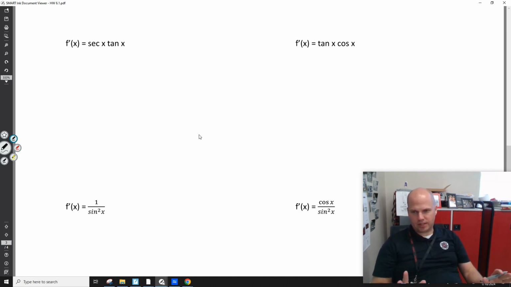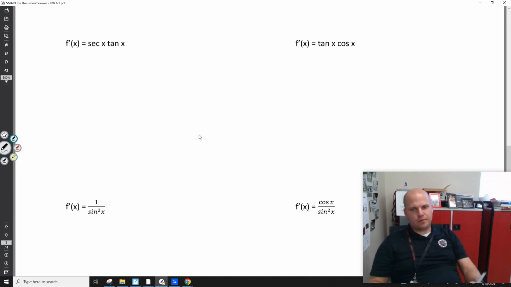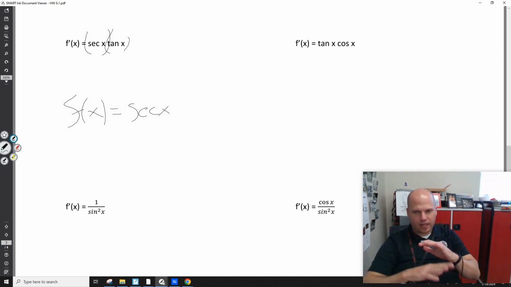Don't try to do anything fancy. But you got to remember your derivatives. You got to remember the derivative of secant is secant x tangent x. You're not going to try to undo this using the product rule. You're not going to try to add 1. Again, derivatives of trig functions are just other trig functions.